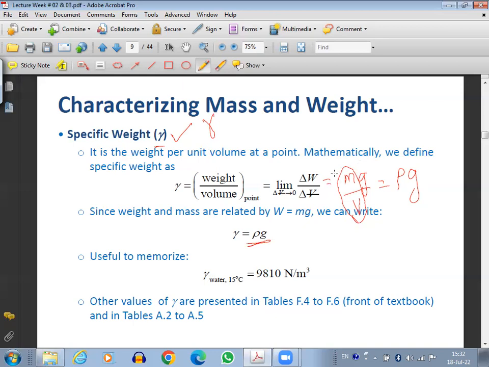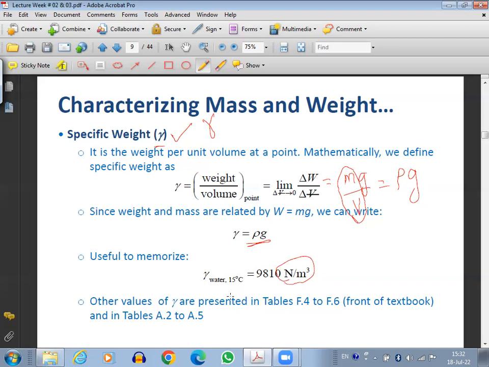What will be the unit? Weight. What's the unit of weight? Newton. The unit of weight is Newton. And what's the unit of volume? Meter cube. So the unit of specific weight is Newton per meter cube.